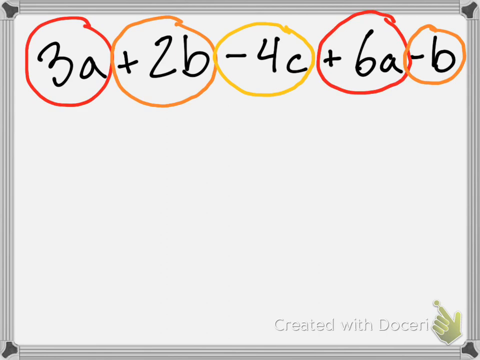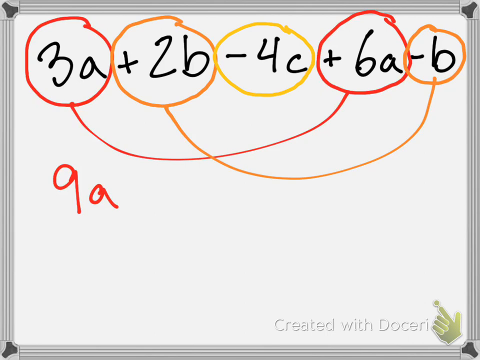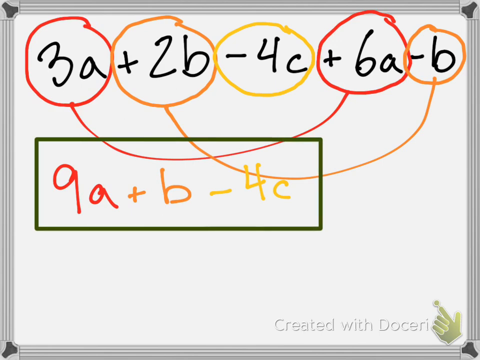So we get 3a plus 6a. That's 9a. Then we get 2b minus b. That's b, or 1b. And lastly, we have minus 4c. There's nothing else we can combine it with, so it's just minus 4c. Since we don't know what the variables stand for, we don't know what a, b, or c equal, this is our answer. We get an expression as our answer.